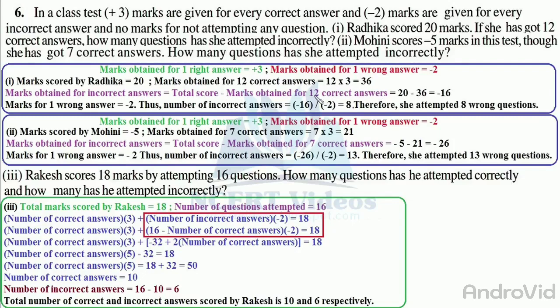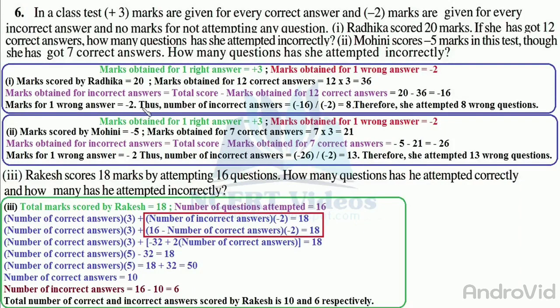That is 36 marks. Why are we using marks? Because everything provided to us is in terms of marks. So therefore we got marks obtained for incorrect answers as minus 16. Marks for one wrong answer was minus 2.